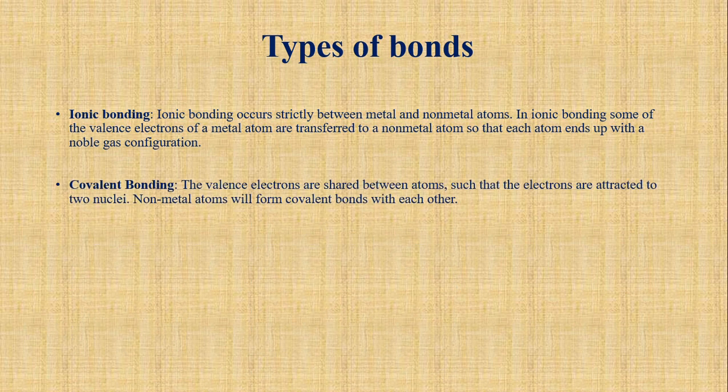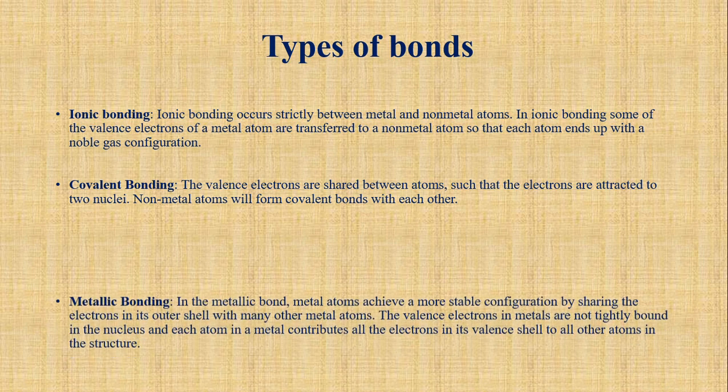Second, covalent bonding. The valence electrons are shared between atoms such that the electrons are attracted to two nuclei. Non-metal atoms will form covalent bonds with each other.